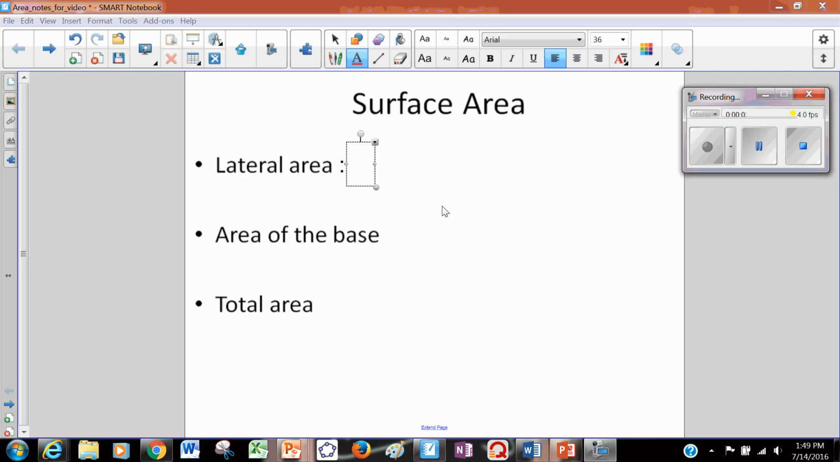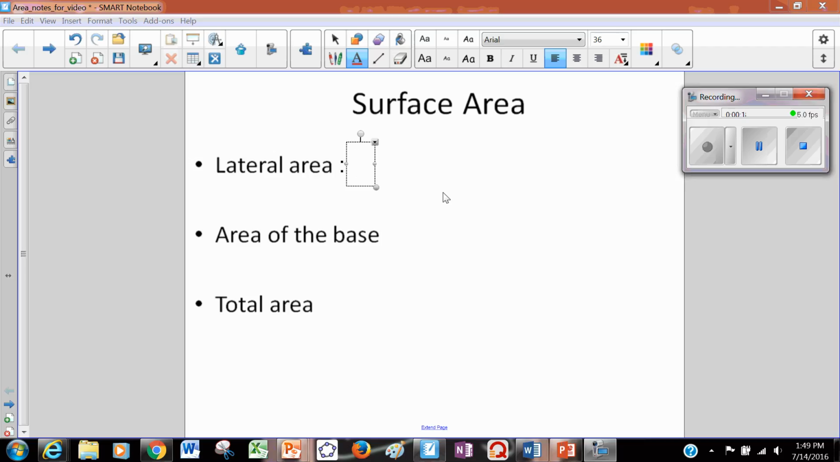In this quick video, we will talk about surface area. Before we talk about area, we'll have to see that there are three different areas we can find. We can find the lateral area, the area of the base or the bases, and the total area.